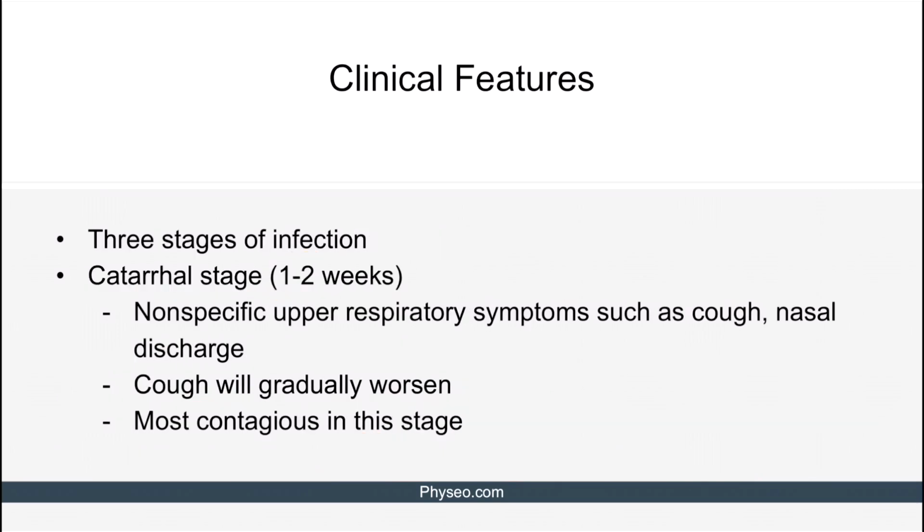A classic case of pertussis infection is made up of 3 stages. The first stage is the catarrhal stage, which lasts 1 to 2 weeks. This stage is characterized by nonspecific upper respiratory symptoms such as a mild cough and nasal discharge. However, in contrast to a viral upper respiratory infection, the cough associated with pertussis will become worse. At this stage of the infection, patients are the most contagious.